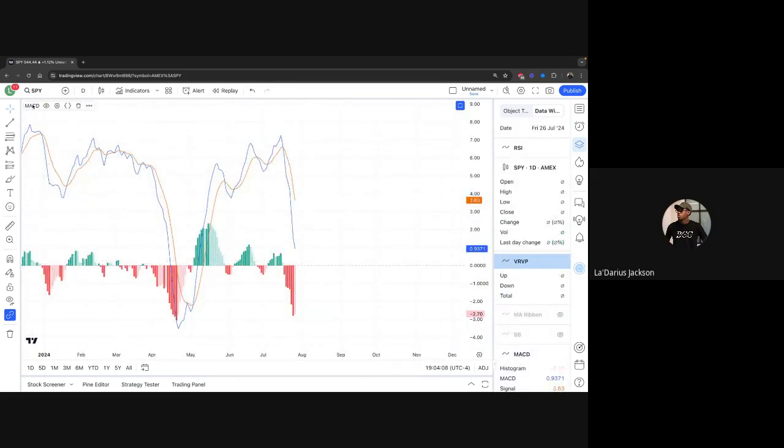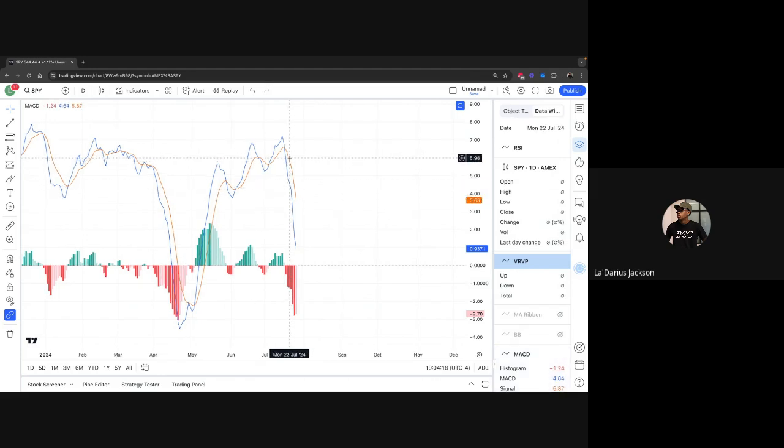MACD. This is the moving average convergence divergence. Now, this one is just a trend indicator. If you need to know if something is an uptrend or downtrend, this is a great indicator to use. The thing that I think most people get confused with is what these lines represent. The blue line is buying volume. I'm sorry, I keep saying volume from the other indicator. All right, reset. The blue line is buying pressure.